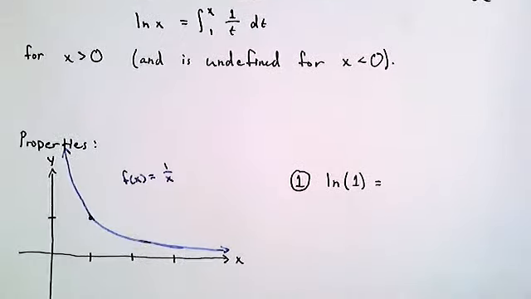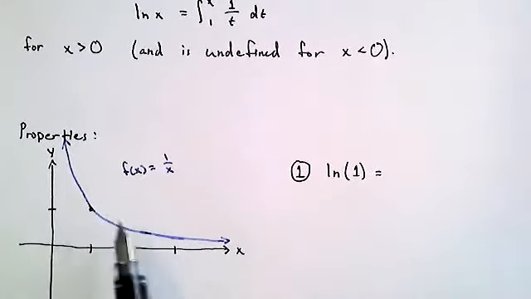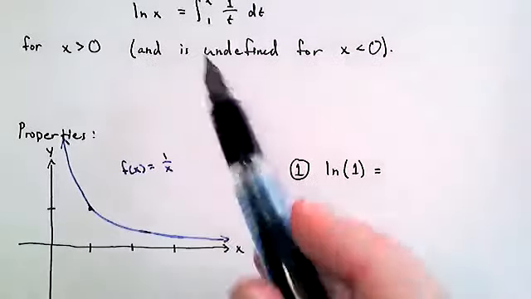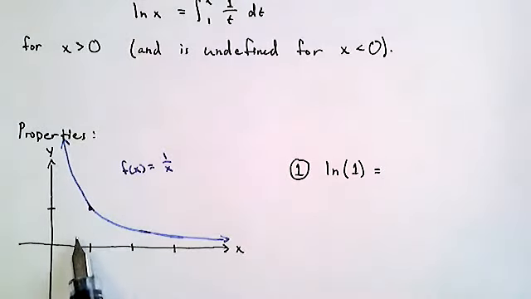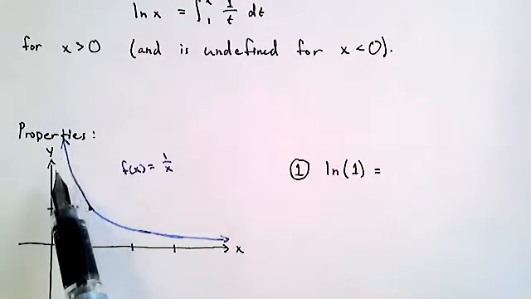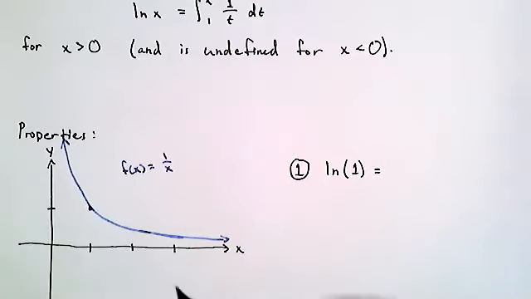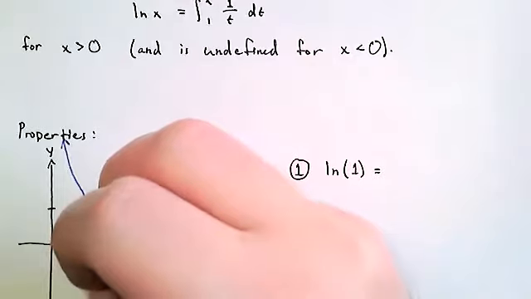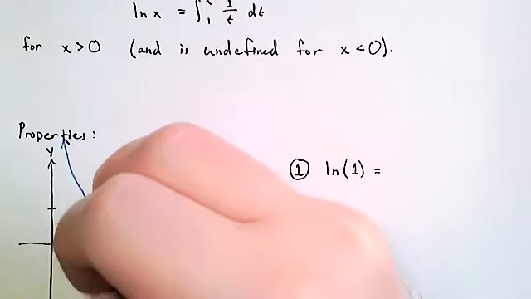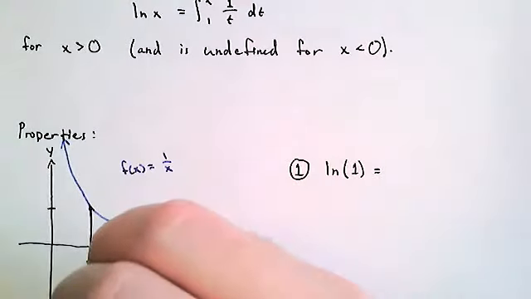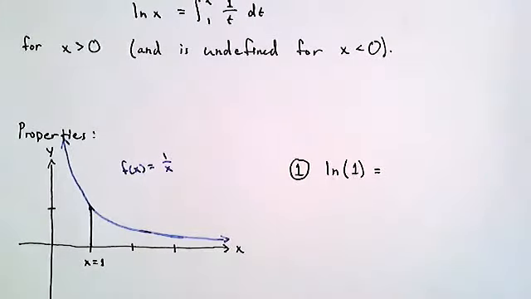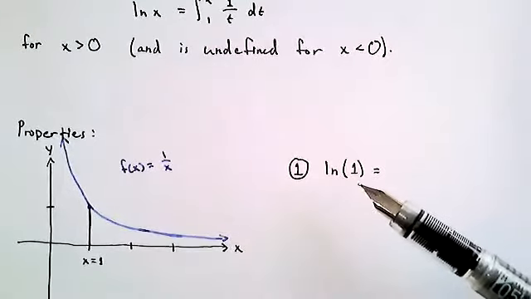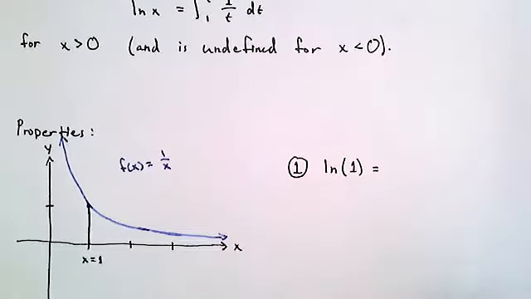Okay, so we're going to integrate this function in order to find a natural logarithm. So what that means is we're considering areas underneath this curve. So areas down here. Let me draw on a vertical line. And our areas are always going to start being measured here at x equals 1. So the first question, what is the natural logarithm of 1?